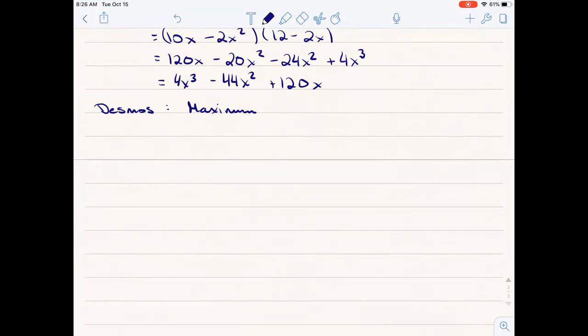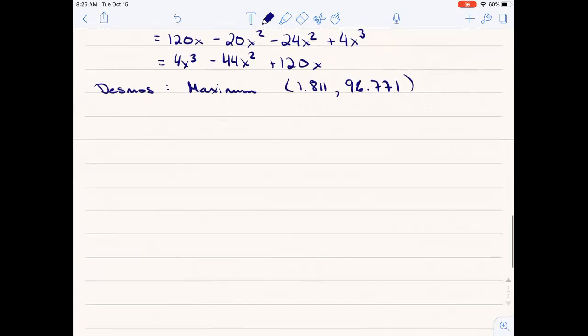It's interpretive math. So the maximum is at 1.811 and 96.771. Those are very likely approximate, but that's all right. And so when x is, but you know what?